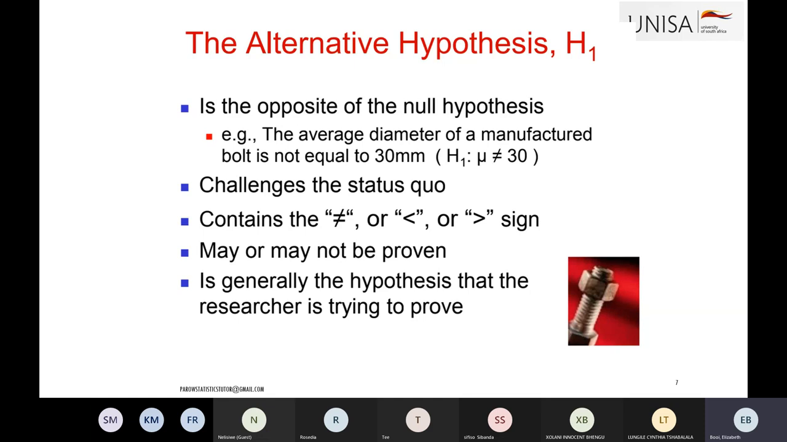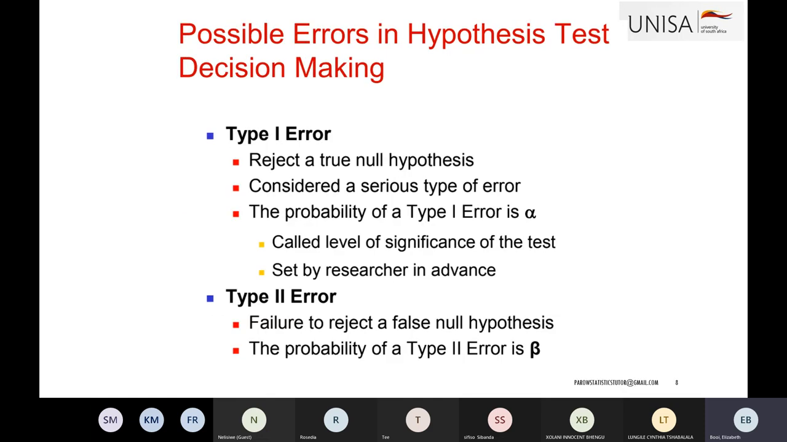Now, we also learned that when we make a decision, we can commit a type 1 error or a type 2 error. A type 1 error is when we reject the true null hypothesis, so we reject the statement that the researcher wants to prove. The type 2 error is when we fail to reject the false hypothesis, which means the researcher wanted to prove something, but because we could not put it in the null hypothesis, we put it in the alternative. Therefore, when we do not reject the null hypothesis, we are failing to reject the false hypothesis.